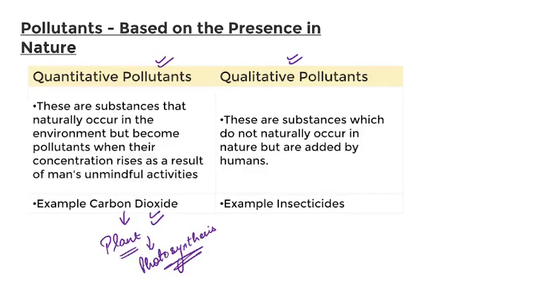All right. Then we have qualitative pollutants. These are pollutants which do not occur naturally in nature. They are not naturally produced, but we have added them. Humans have added them. Example, insecticides. So these are qualitative pollutants. We know about DDT.